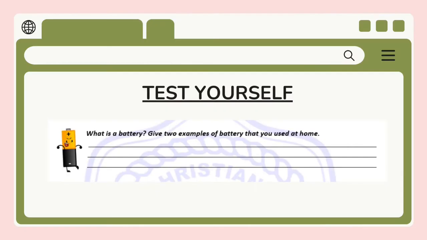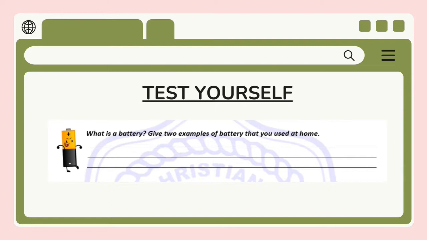Okay, so next we have here our test yourself. Again, test yourself is intended for us to know if you have prior knowledge all about the topic. But since we're not going to meet right now, because of the graduation pictorial, I'll be the one to answer it. So what is a battery? Give two examples of battery that you use at home.